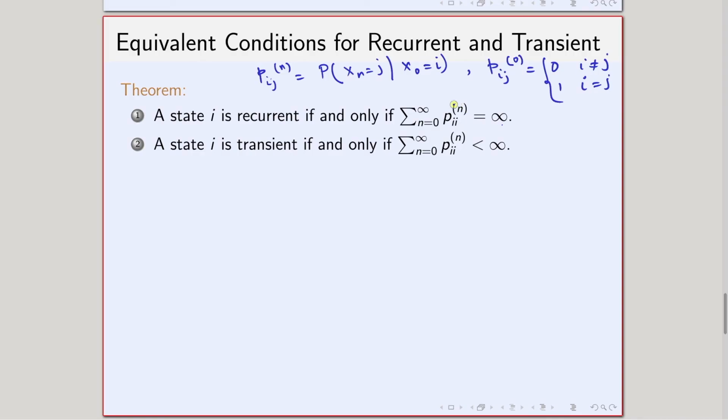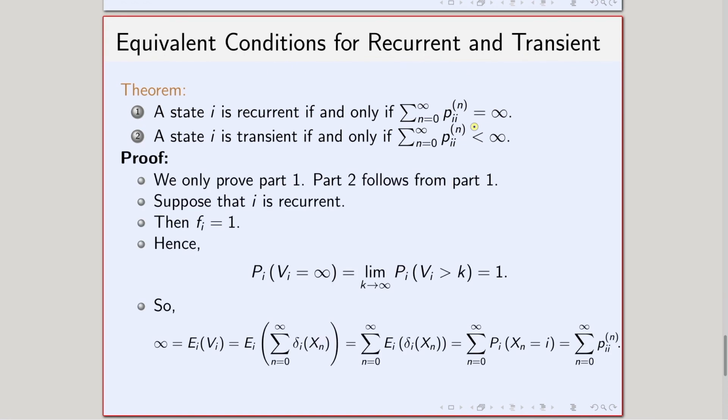The way is that we need to find out all the values of P_ij^n, and then take the sum. If the sum is finite, we can directly tell that I is transient, and if the sum is infinite, I can tell that I is recurrent. Okay? So, now let us go to the proof.